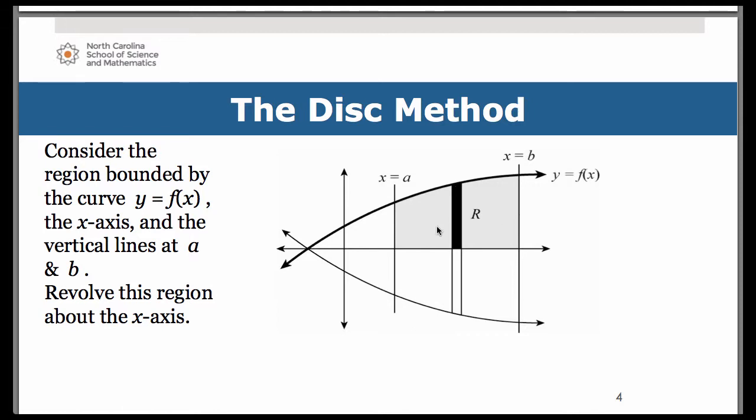Now notice how inside that gray region I drew a representative rectangle. I really could have put that rectangle anywhere in that region. I could have drawn it over here, I could have drawn it over here. It literally just represents one that you would have.